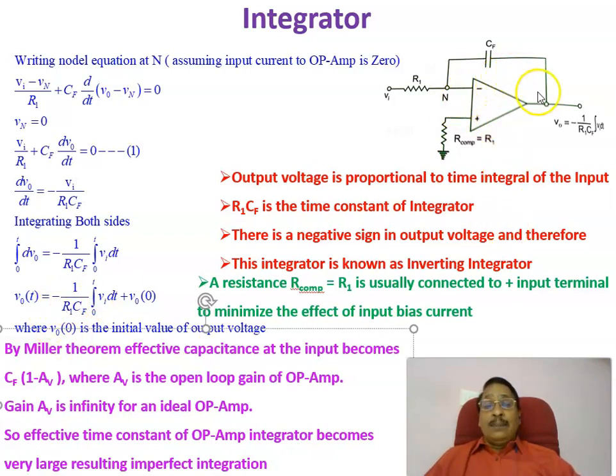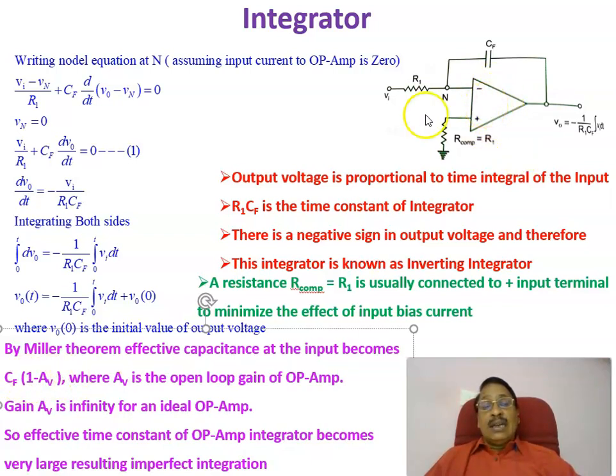One thing is that if you bring this capacitor to the input side using the Miller theorem, which I already explained in the previous presentation, the Cf will be reflected as 1 minus AV times Cf. But the gain of this amplifier is very, very large.